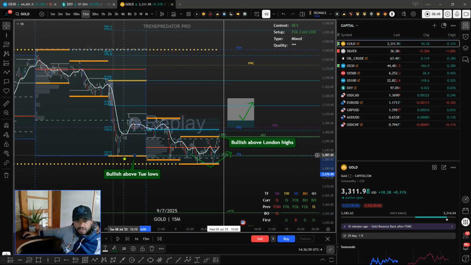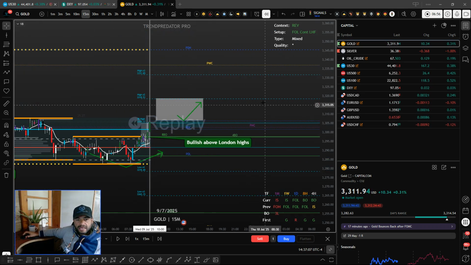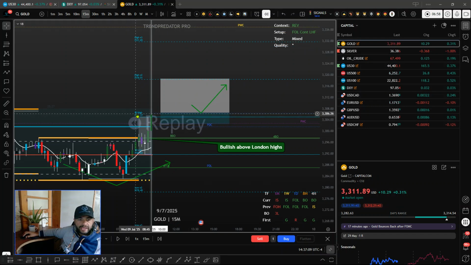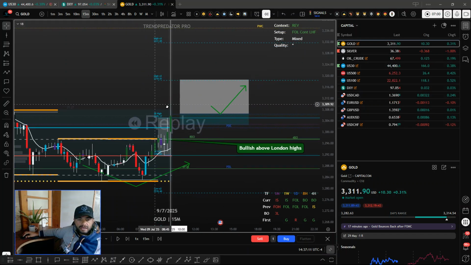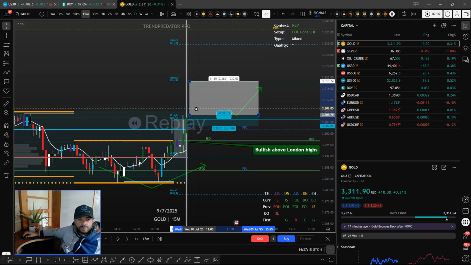Above Tuesday's lows, and then getting above London's highs was bullish. So we accomplished that. And then we formed an opening range. This is part of my system. And I want to see the price close outside of the range, which it did on a 15-minute basis. So at 10 a.m., we're in.